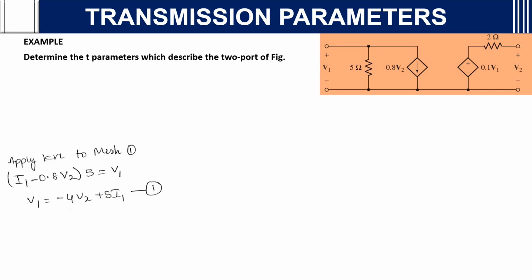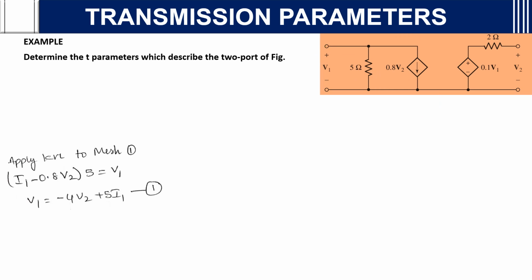Apply KVL to mesh 1. If you see here clearly, we'll consider from plus to minus every time. This is one mesh current. The current here is moving in this direction, and the other is the dependent current source. In the 5 ohm resistor, the currents are in opposite directions. So I1 minus the other current 0.8 V2, into the resistance 5 ohms, is equal to V1. V1 across this is I1 into R. That's it. Then you will get V1 equals minus 4 V2 plus 5 I1 as the first equation.